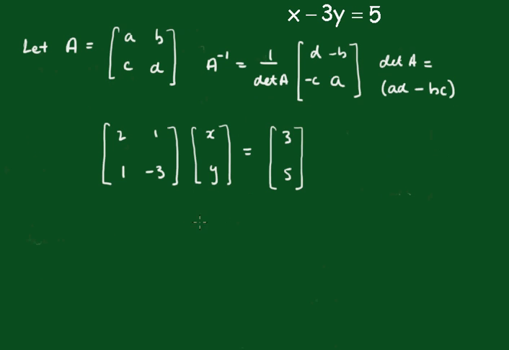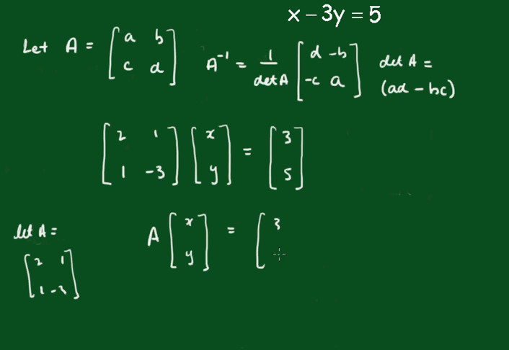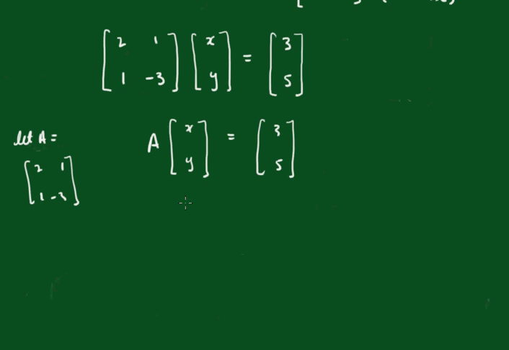Now, x, y then, okay, we'll let our A equal this, 2, 1, 1, negative 3. So we've got A there, equal 3, 5. So x, y equals the inverse of A times this column matrix.